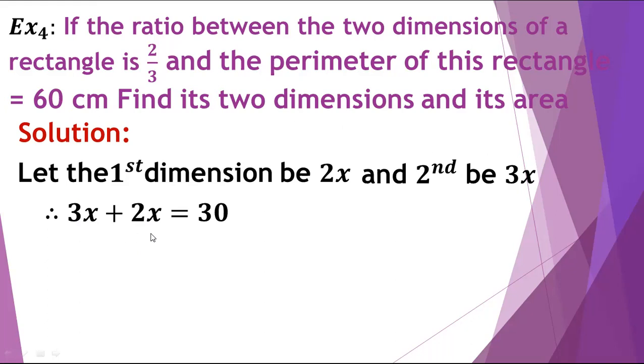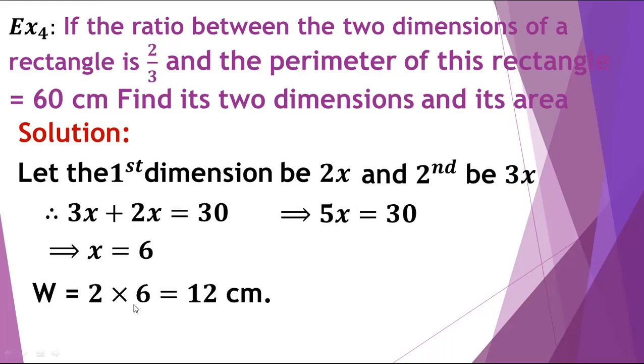Now we can add the like terms, 3x plus 2x equals 5x equals 30. We can divide each side of the equation by 5. That means x is going to be 30 divided by 5 equals 6. So the variable is 6. Now we can find the first dimension, 2x. We can multiply 2 by 6 because x is equivalent to 6. 2 times 6 equals 12 centimeter.